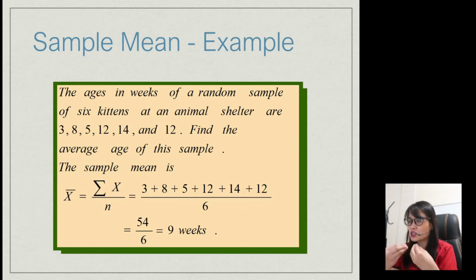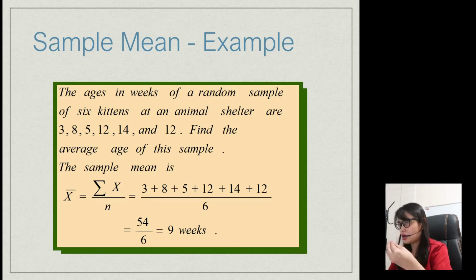The sample mean, x bar, is equal to the summation of x over n. We're using the sample mean because, according to the problem, it is a random sample. When we say small n, you're referring to the size of the sample. There are 6 kittens, so you need to add everything and then divide it by 6. So you get 9 weeks. That's the average age of the 6 kittens, which is 9 weeks.